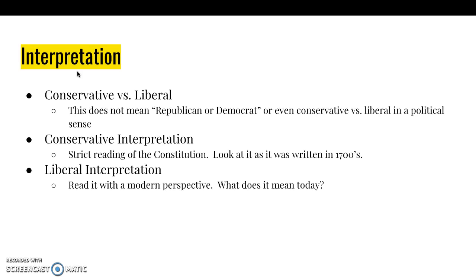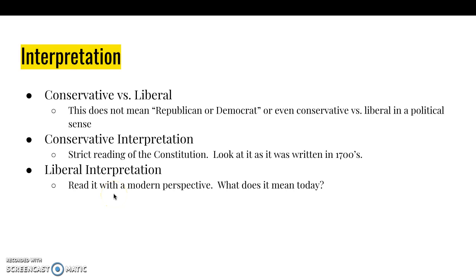A conservative interpretation of the Constitution is a strict reading of the Constitution. It looks at how things were written in the 1700s. So if we talk about a question of marriage, it would look at whether or not the Constitution talks about marriage. If the Constitution makes no mention of marriage, it would not look at it. It would say it's not in there and we are not going to deal with it.